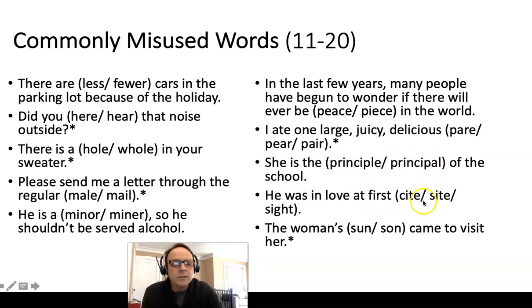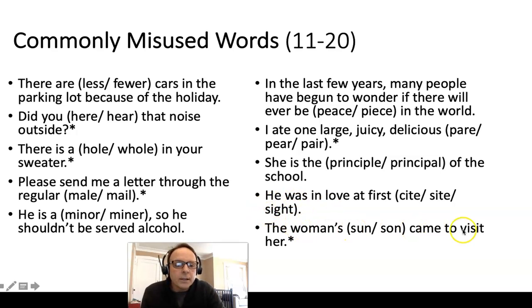He was in love at first sight. So cite means like citation, like you should cite your sources or have a works cited page. You give credit to it. Cite is a place. That's what we want. I'm sorry, no, that's not what we want. And then sight is vision. So the third one is our best choice, right? He was in love at first sight, seeing.